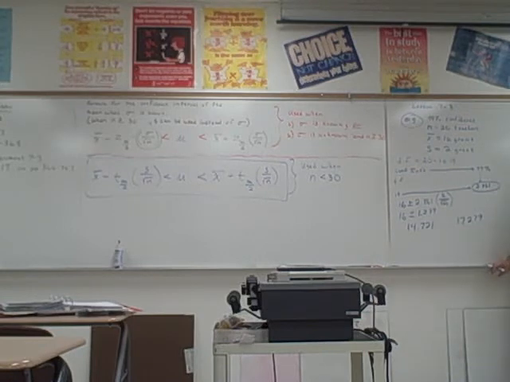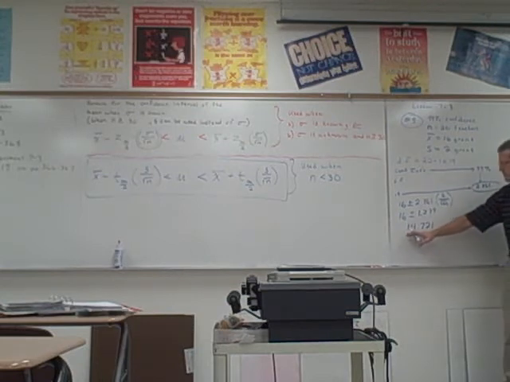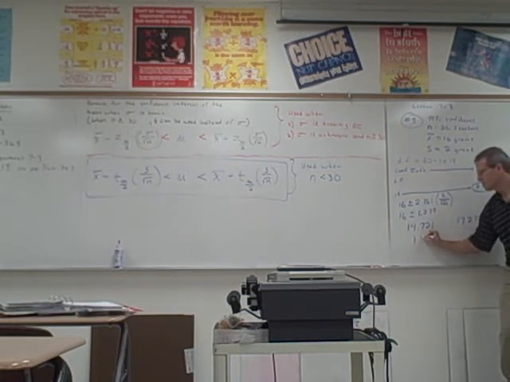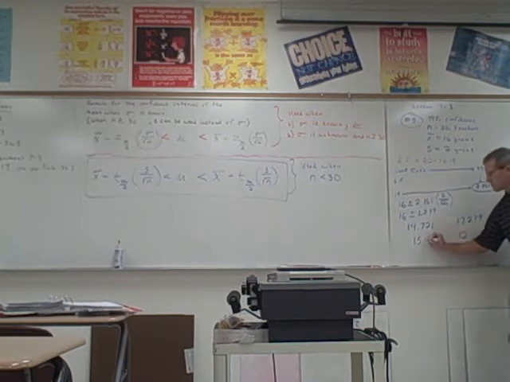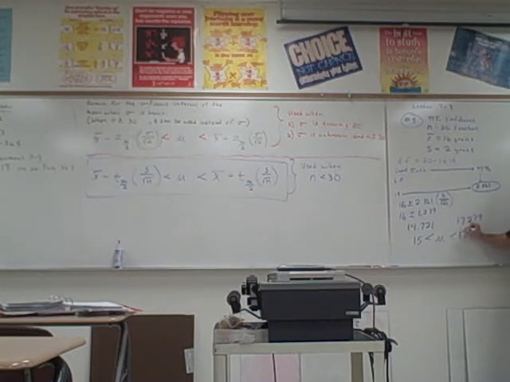Then how does it say to round it? If these are in whole numbers, what should I do with these numbers? Whole numbers, yeah. So 14.7 would round to 15, 17.279 would round to 17, and the average has to be somewhere between 15 and 17. So we're 99% confident that the true average of all teachers is somewhere between 15 and 17.